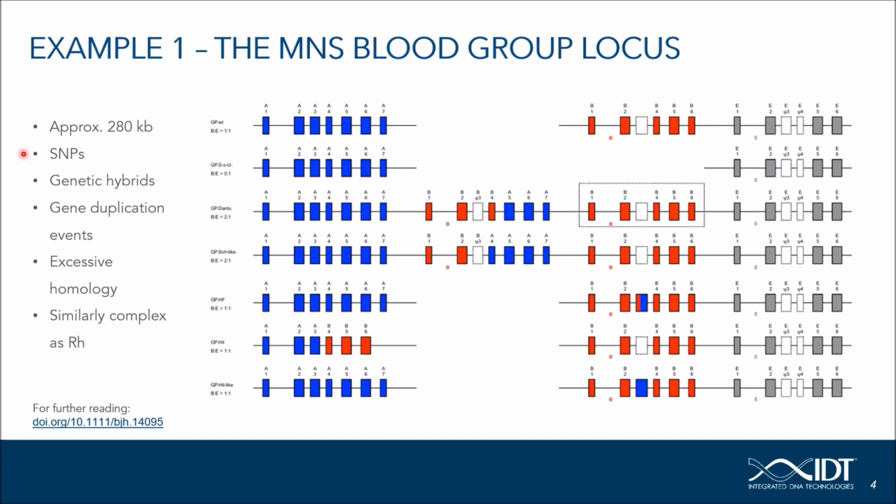There are, of course, many SNPs. There are genetic hybrids. We have gene duplication events, excessive homology. So here we really need long reads to decipher the exact genomic sequence for an individual. And it's similarly complex for the rhesus locus.